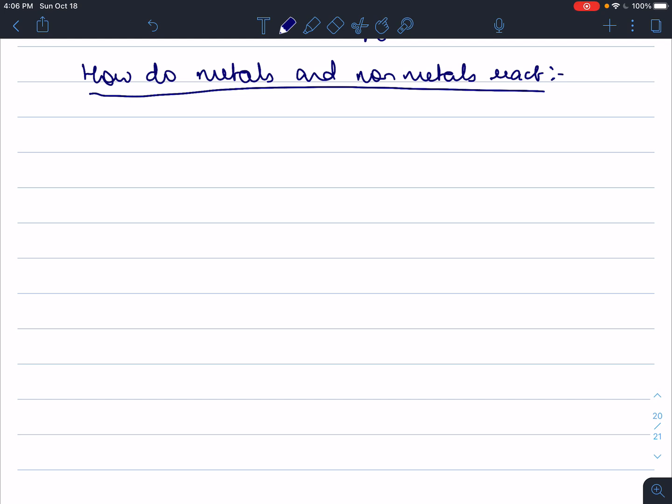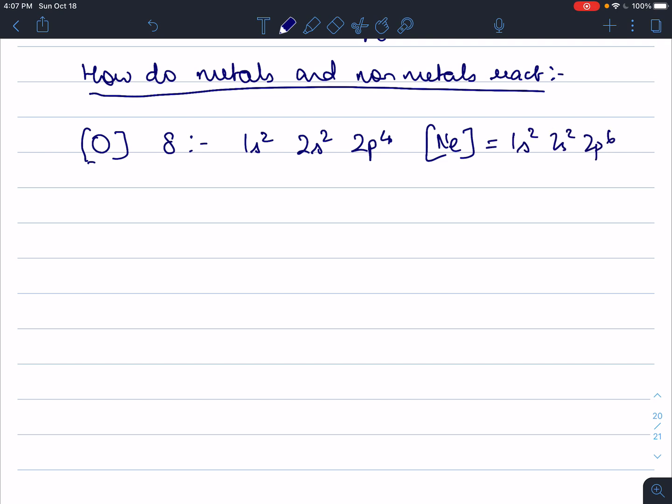Now think of a non-metal like oxygen. You might have studied the electronic configuration in your previous classes. The atomic number of oxygen is 8, so you have 1s2, 2s2, 2p4. Now we know that neon is 1s2, 2s2, 2p6, and this configuration is stable. So if you notice, oxygen requires 2 electrons to reach the electronic state of neon, and that is what it wants to do. So oxygen likes to pick up electrons from something else.